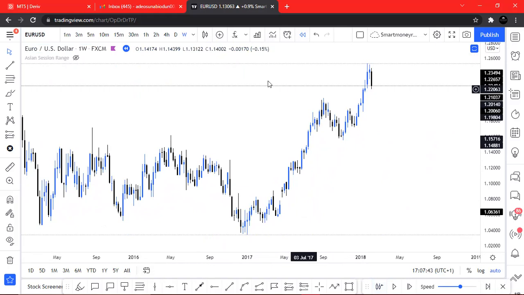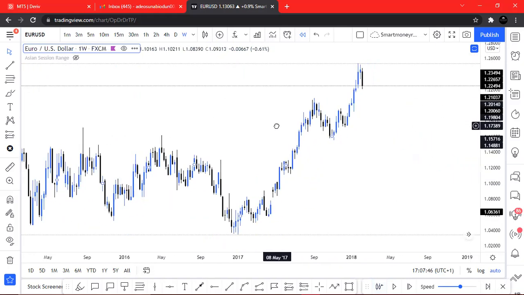When it comes to premium and discount, you want to pick the obvious high and the obvious low on your higher time frame, such as weekly and monthly. Although you can do this on every single time frame, for the sake of having a broad view, we are going to be using the weekly charts. So on the weekly charts, we want to pick when was the last swing low and the last swing high.